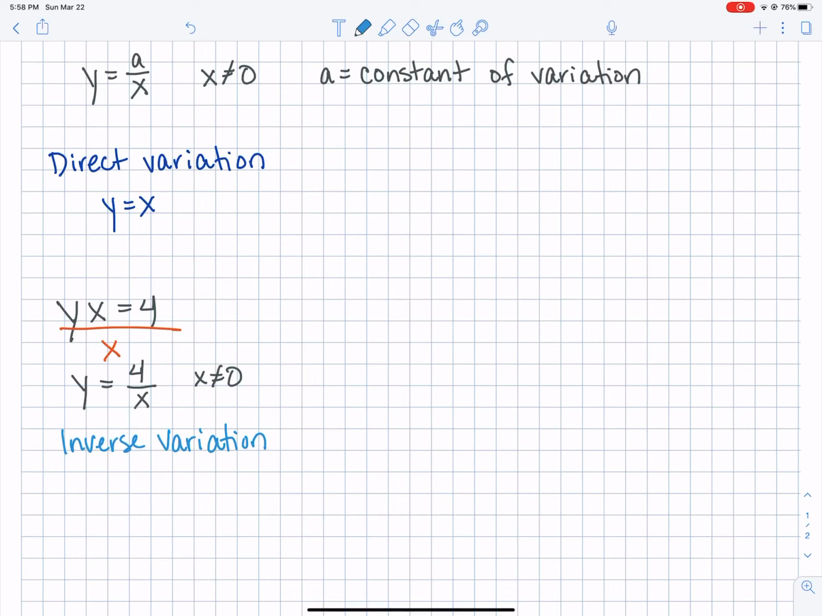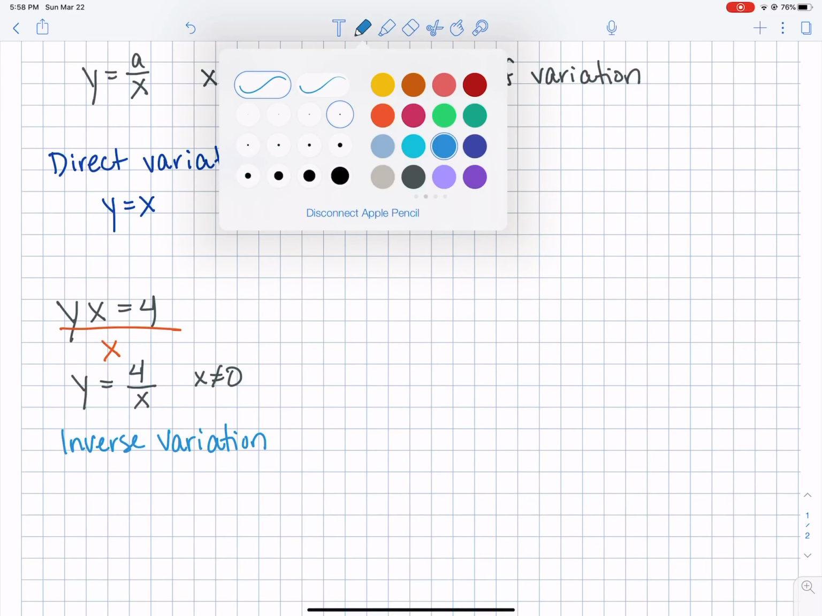The reason that I'm able to classify this as inverse variation is because I can see that as x gets larger and larger, so let's say that x is now 95, this is now 4 over 95, which is a very small fraction, meaning that y is equal to 4 over 95.